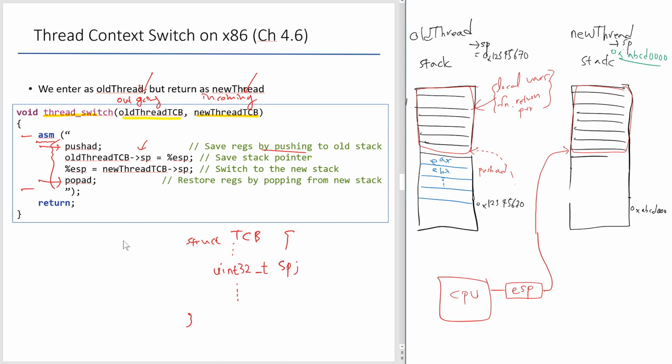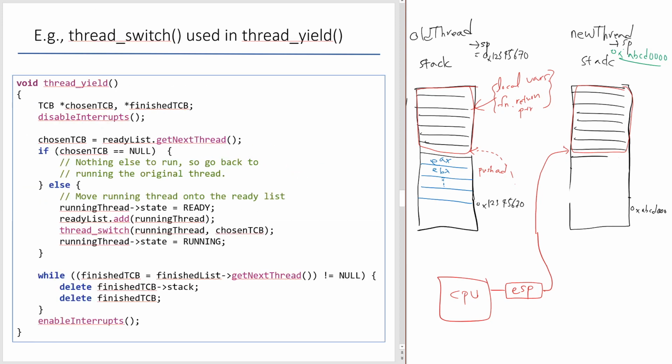And most operating systems, more or less, use the same strategy. It all comes down to switching stack. The name of this context switch code is thread switch, and we are going to use this thread switch code to implement this thread yield function.